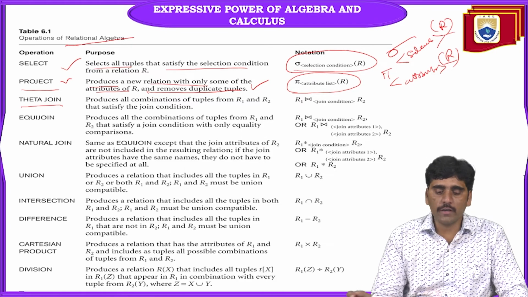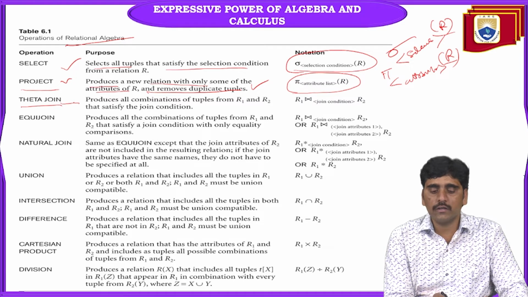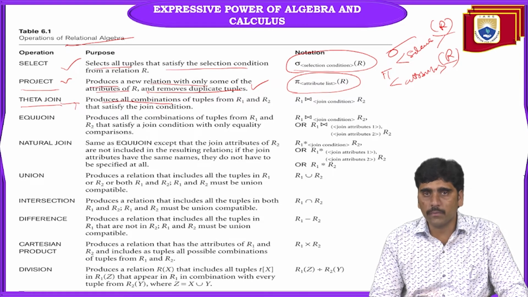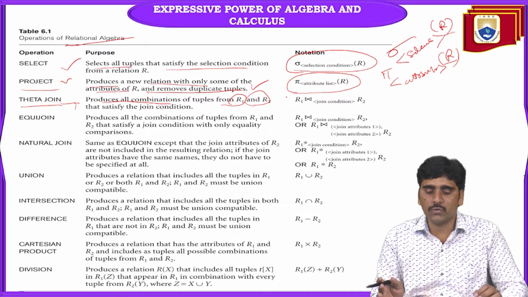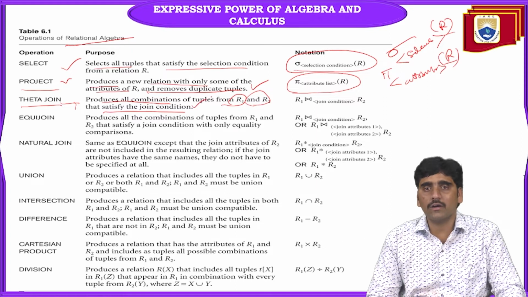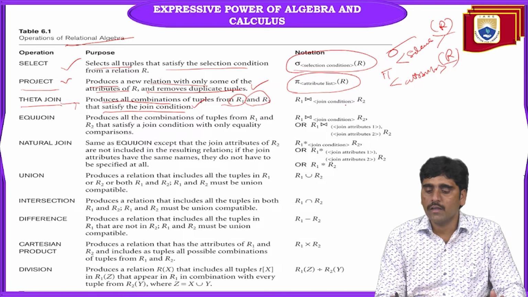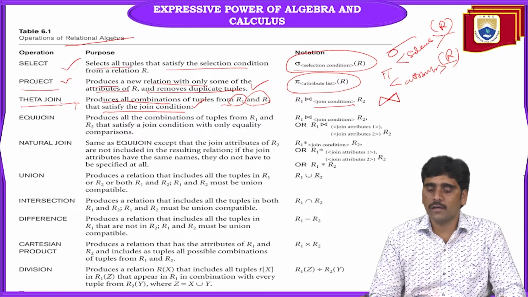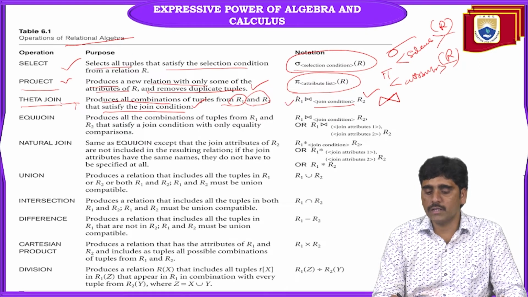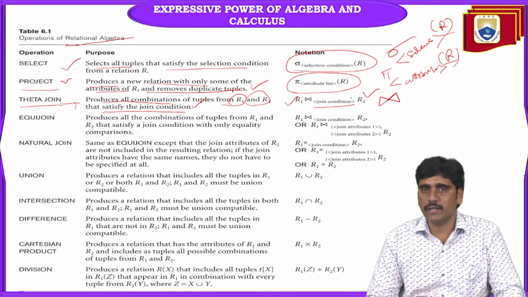Next one, join: theta join, natural join, equi-join. You can have different types of joins. In theta join, it produces all combinations of tuples from R1 and R2, that is, table 1 and table 2, that satisfy the join condition. You can represent it with R1, the join symbol, the join condition, and the second table name. So: first table, join symbol and join condition, and second table.